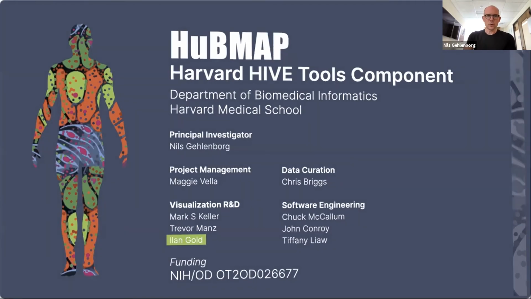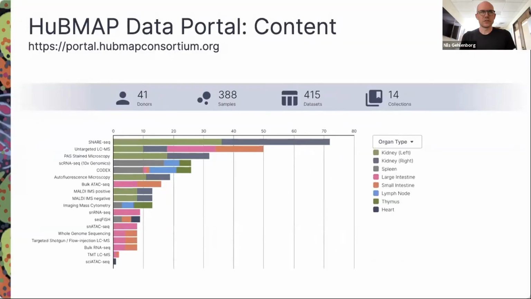Why is all of this work important? If you take a quick look at this slide, it shows an overview of the data available in the HuBMAP data portal, directly from the portal homepage. On the y-axis you see all the different assays we have in HuBMAP, and the bars correspond to the number of datasets available, colored by organ type. The striking part is the number of assays we're dealing with, which means we have to support an awful lot of different types of data analyses, file formats, and ultimately also visualizations.